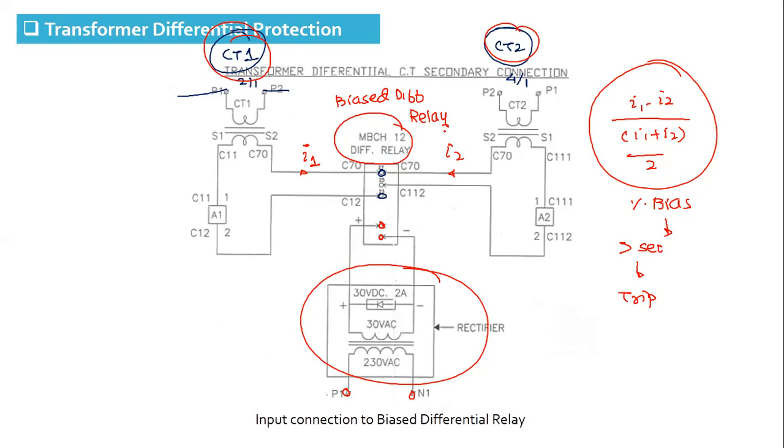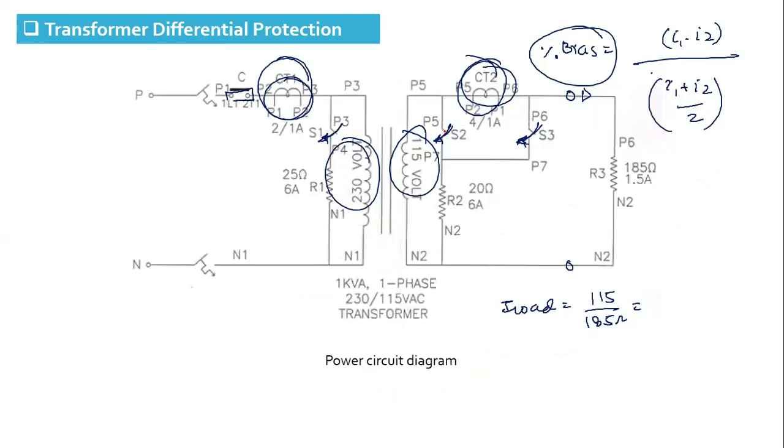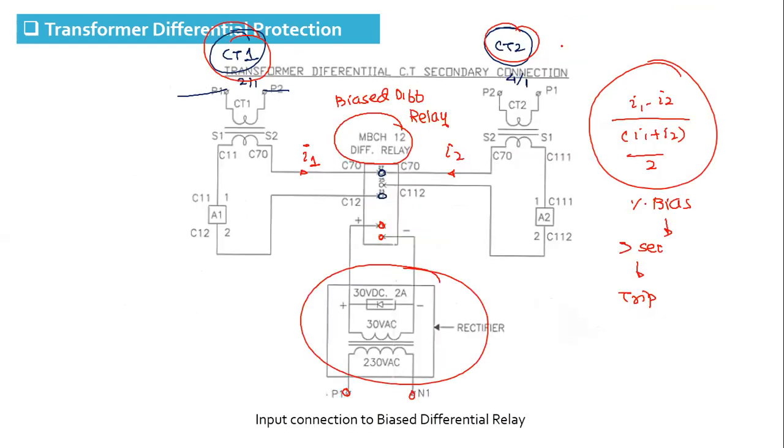Any doubt? Now, when we close switch S3, it will be an external fault, so the percentage bias is not satisfied and the relay will not trip. But in the event of an internal fault, either on the secondary side or primary side, the difference will be large and the percentage bias will be more than the set value. Therefore, the relay will trip instantaneously. This bias differential relay is instantaneous in operation.